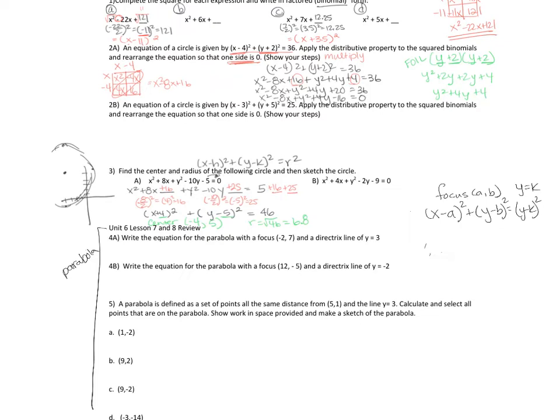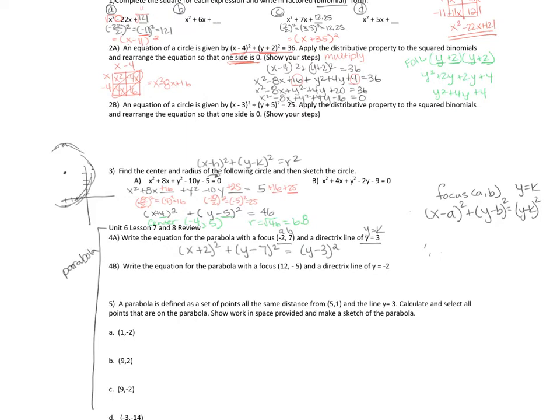Write the equation of the parabola with a focus negative 2, 7 and a directrix of y equals 3. So my negative 2, 7 is my (a, b), and my 3 is my directrix, that's my k. So then the equation, if I plug in my values, would be (x minus a negative 2, that's x plus 2) squared, plus (y minus 7) squared equals (y minus 3) squared.